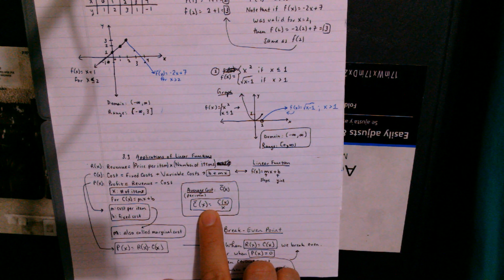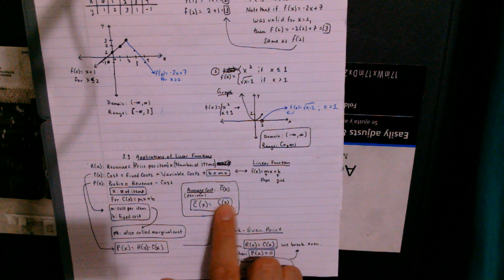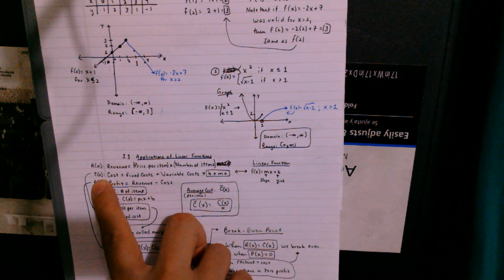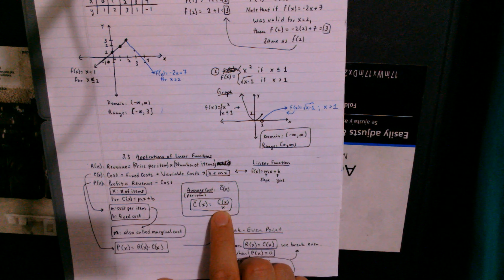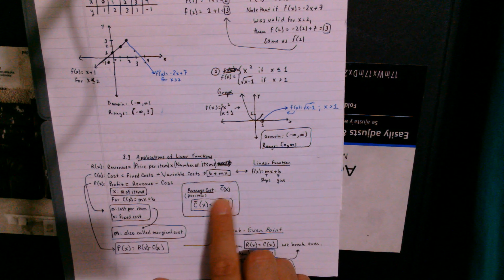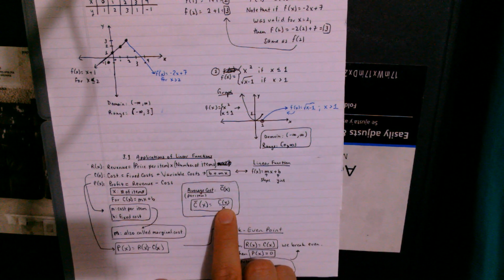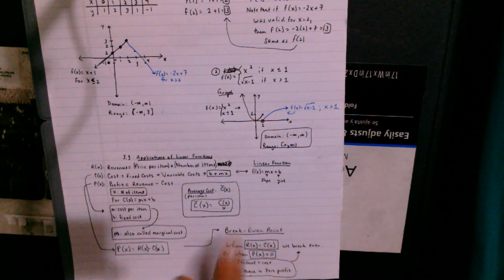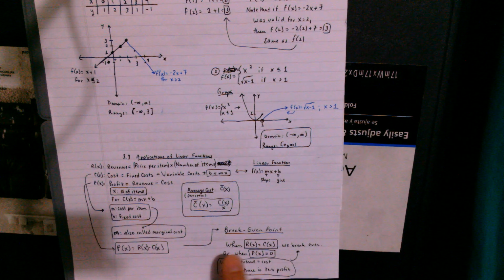The average cost is essentially how much it costs to make all those items divided by how many items you're making. That's how much it's essentially going to cost to make one item, your average cost.